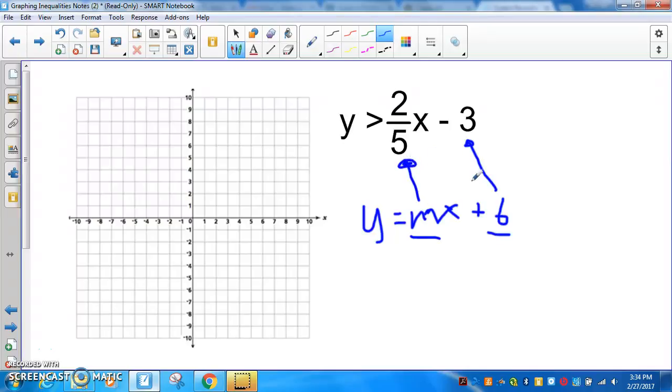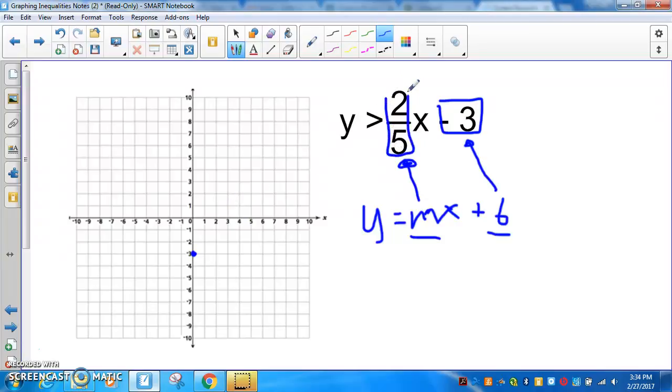And so in order to graph this, I'm going to start with b, which is -3 in this case. I include that sign in front. I go to -3 on the y-axis. After I've graphed -3, I can then use the slope of 2/5.